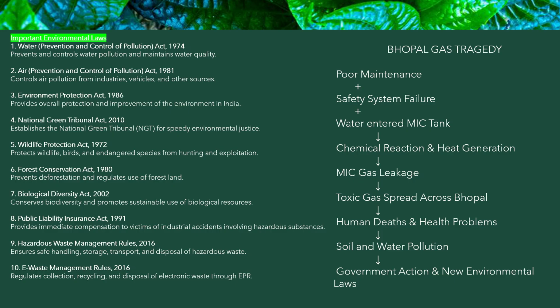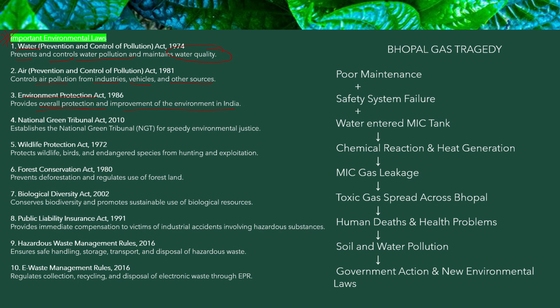Now, this is a very important slide where you have your important environmental laws. First is the Water Prevention and Control of Pollution Act 1974. It prevents and controls water pollution and maintains the water quality. Air Prevention and Control of Pollution Act 1981. It controls your air pollution from industries, vehicles, and other sources. Environment Protection Act provides overall protection and improvement of environment in India.